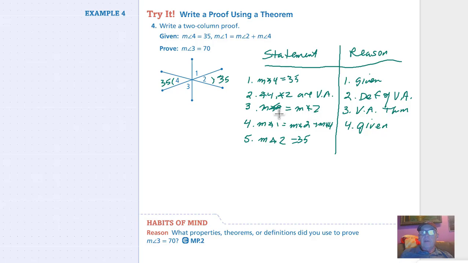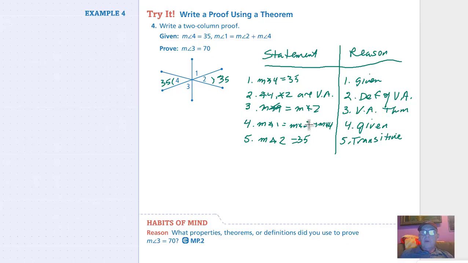Now, is this the transitive property? We have 4 is equal to 35, but 4 is equal to 2. Yeah, so that's transitive property. The 4 hooks these together and leaves angle 2 equal to 35 degrees. So that's going to be transitive. It could also be substitution if you look at it a little bit differently. So the measure of angle 2 is 35.